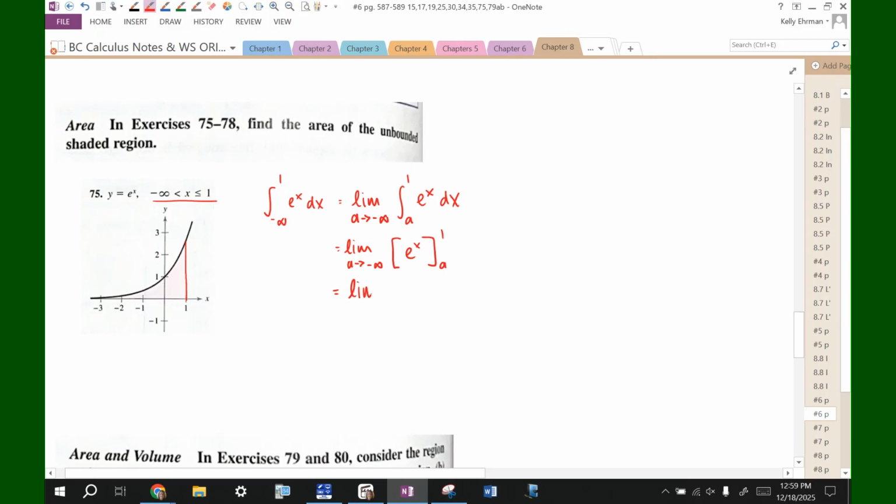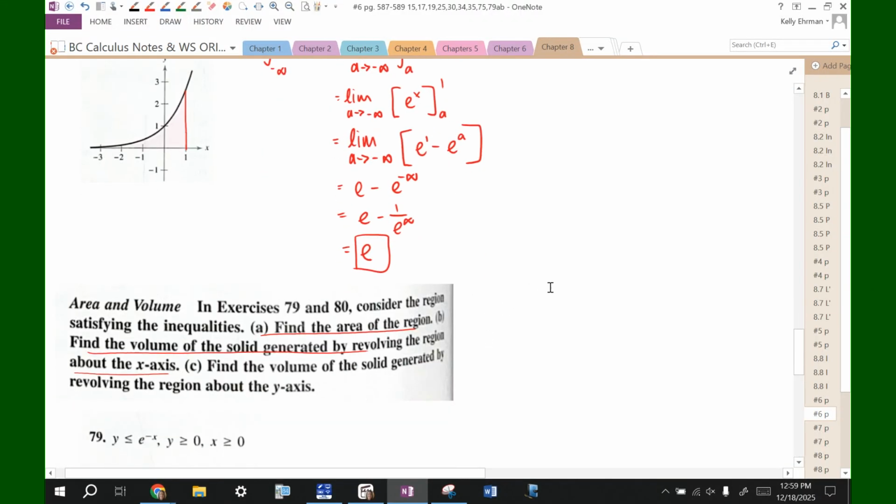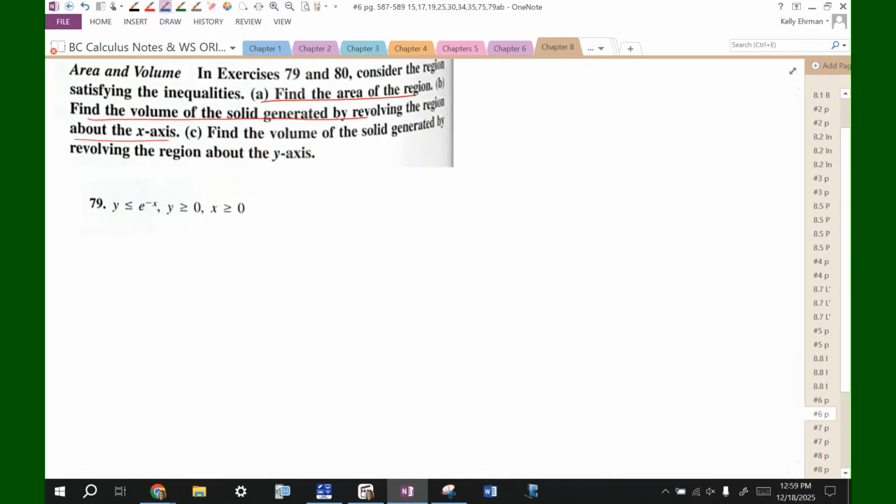This becomes the limit as a approaches negative infinity of e to the first minus e to the a. And that becomes e minus e to the negative infinity, e minus 1 over e to the infinity. That's 0. So this is e. So this integral, this area, is equal to e. Okay, the next one.